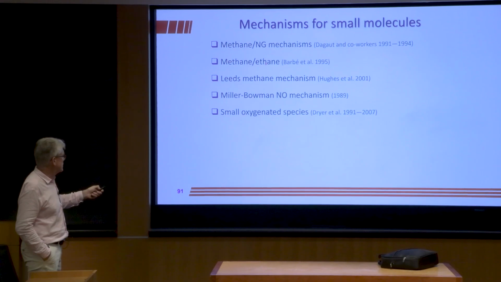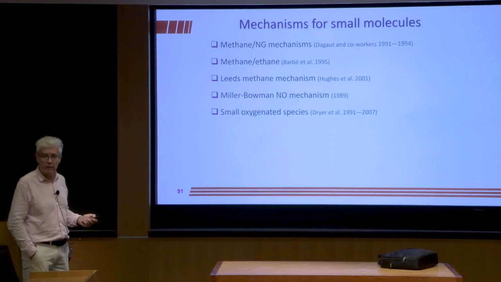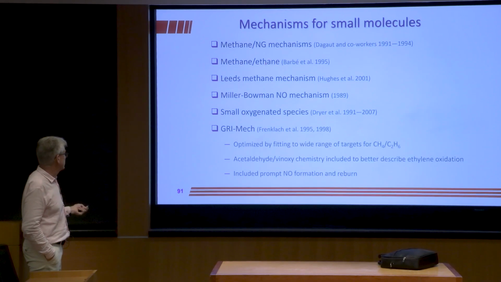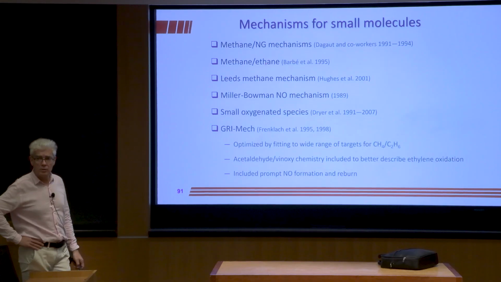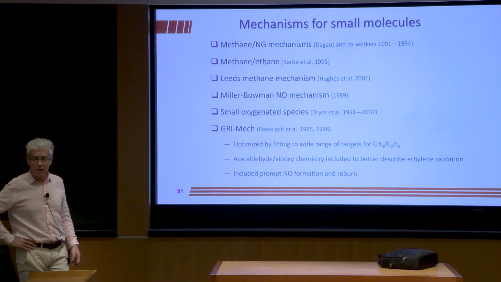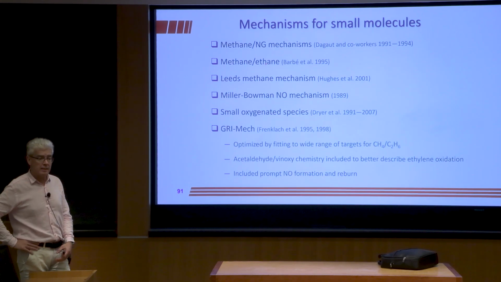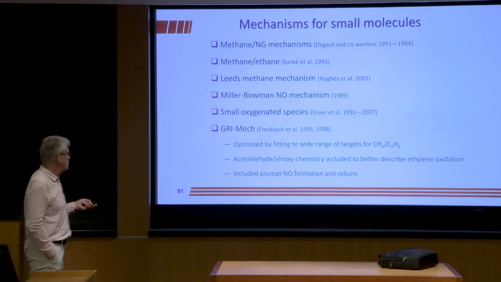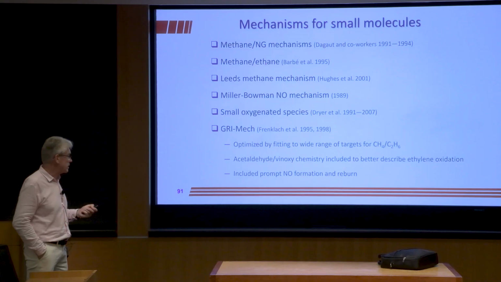Small oxygenated species from Professor Dryer here at Princeton from 1991 to 2007. And then GRI-MECH, which is still used a lot by industry in applications because of its small size and that it's easy to be used in CFD simulations. Okay, and it compiles quickly and everything. So it was used for natural gas, and it also included some prompt NO formation and reburn kinetics.